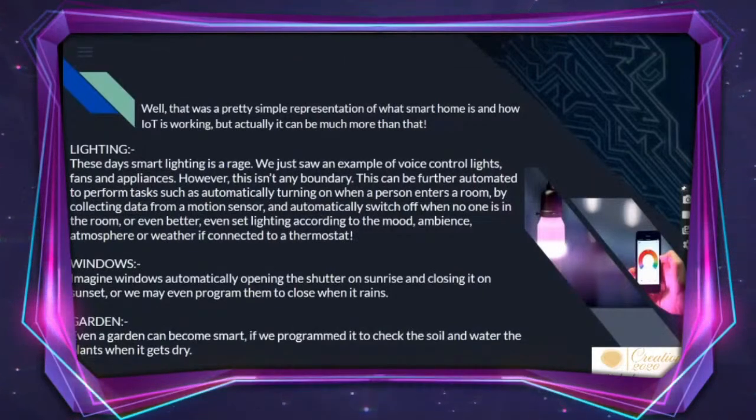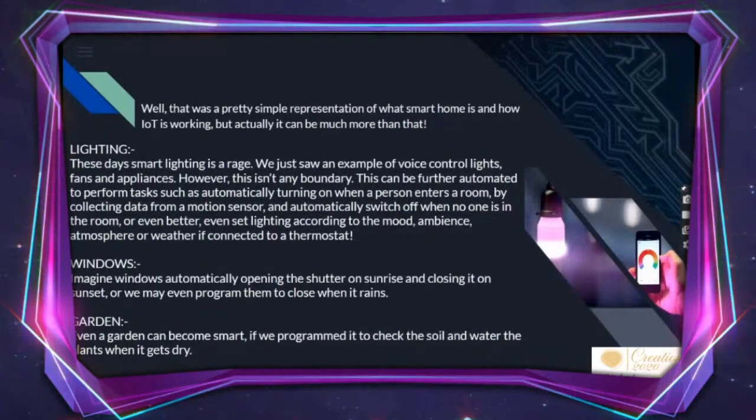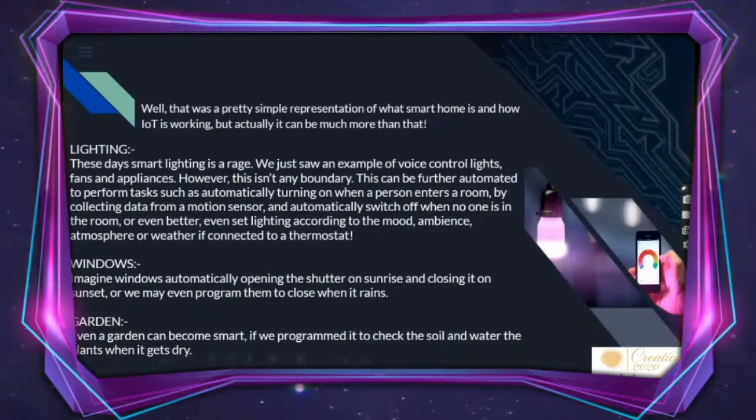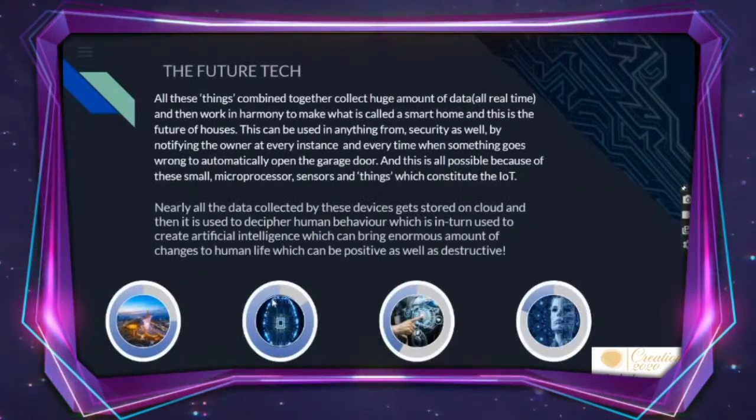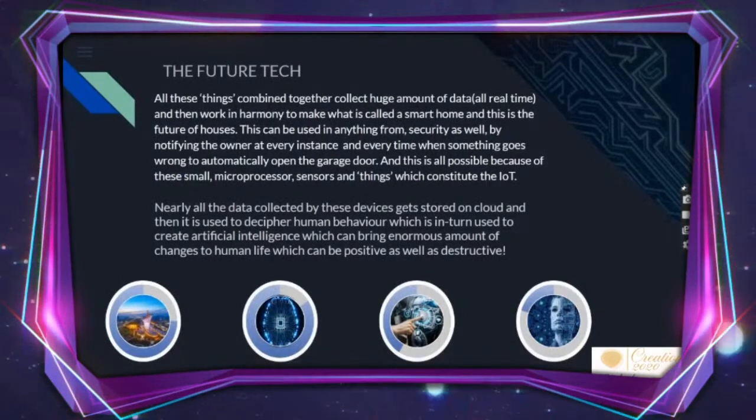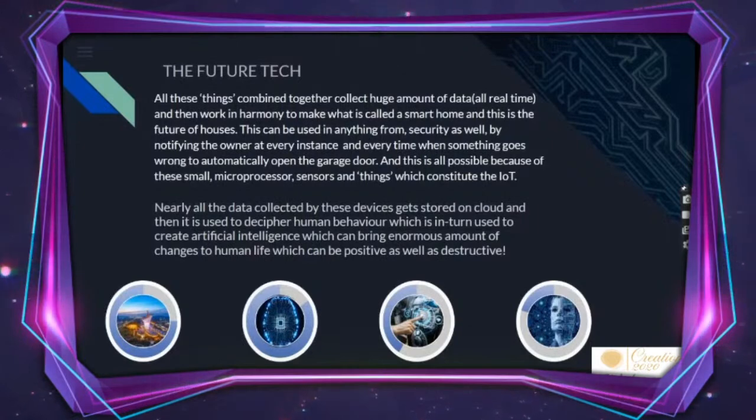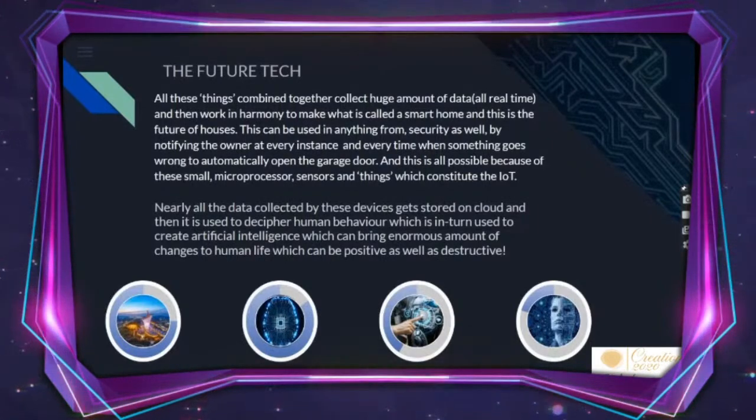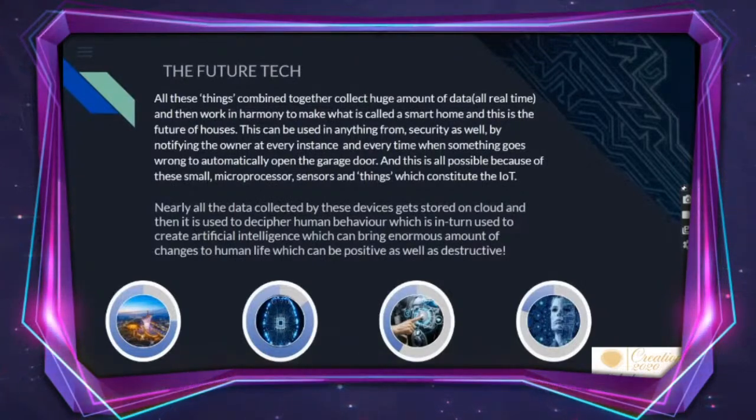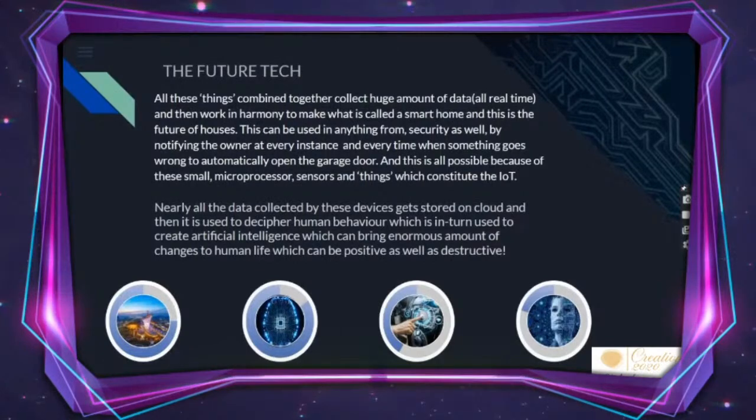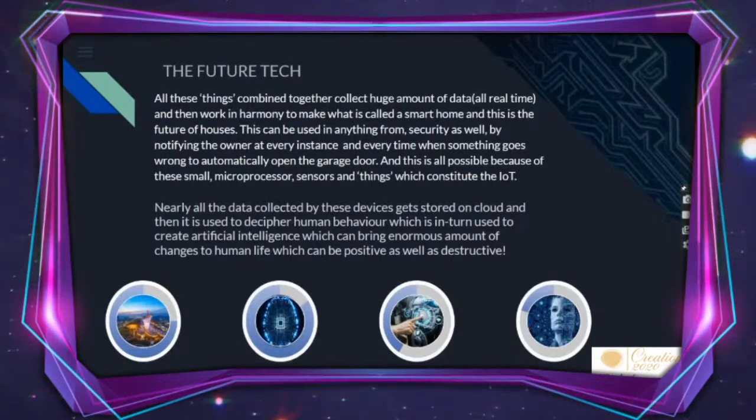Imagine the windows automatically opening on sunrise and closing on sunset. Yes, this is possible with IoT. So these devices called things combined together collect a huge amount of data and then make what is called a smart home, and this is the future of houses. But this data can be used in anything from security to notifying the owner to automatically opening the garage doors according to your routines.